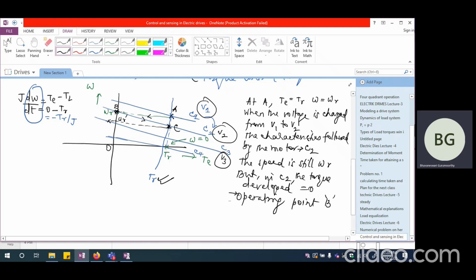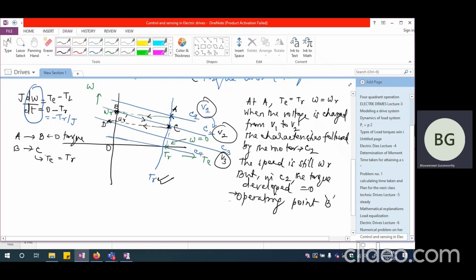So at omega R dash, I'm going to have in C3 a negative torque developed. So from C, the operating point shifts to D. This is the way the operating point shifts to D. So from A, it has shifted to B. B is exactly at zero torque condition. And from B, it is slowly shifting to C. And at C, the torque is going to be equal to TR.